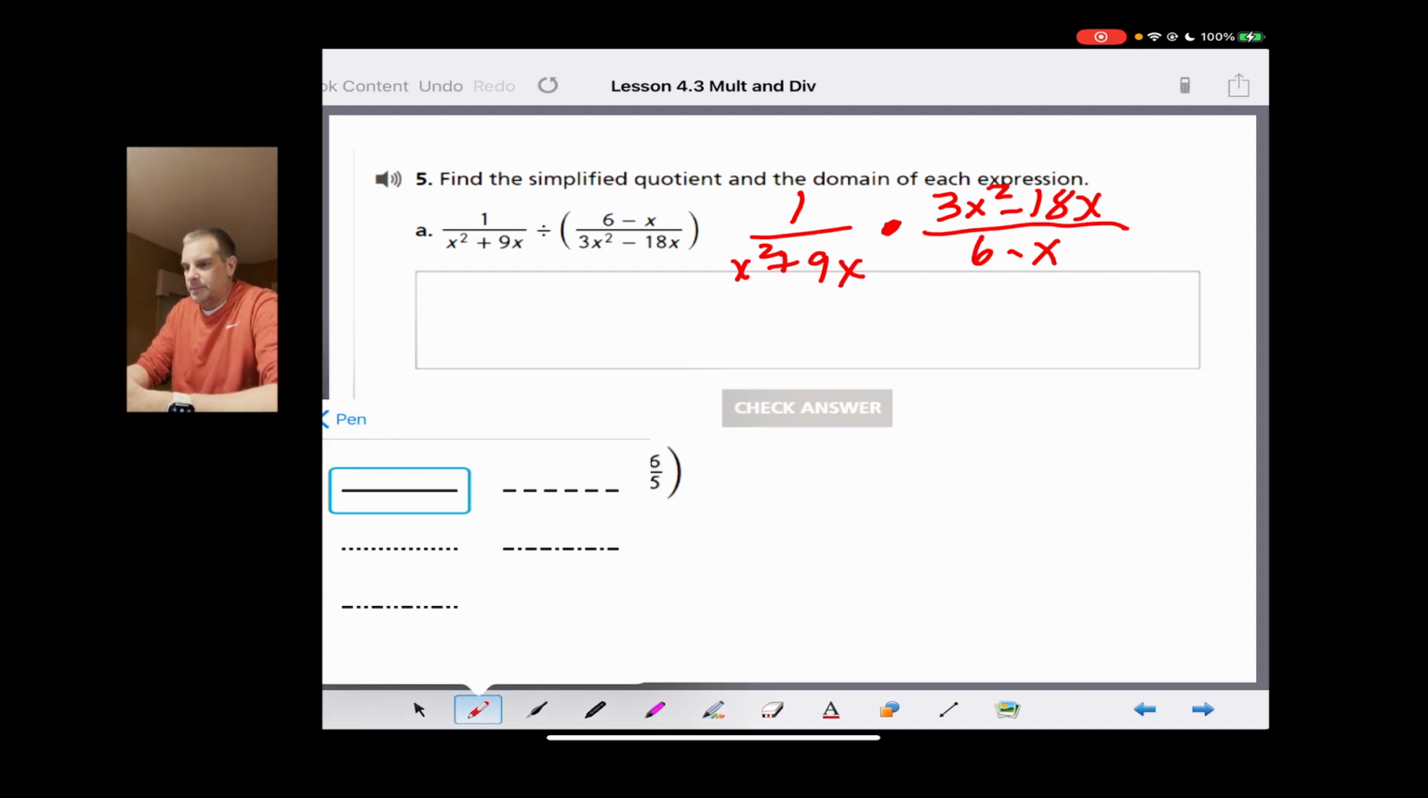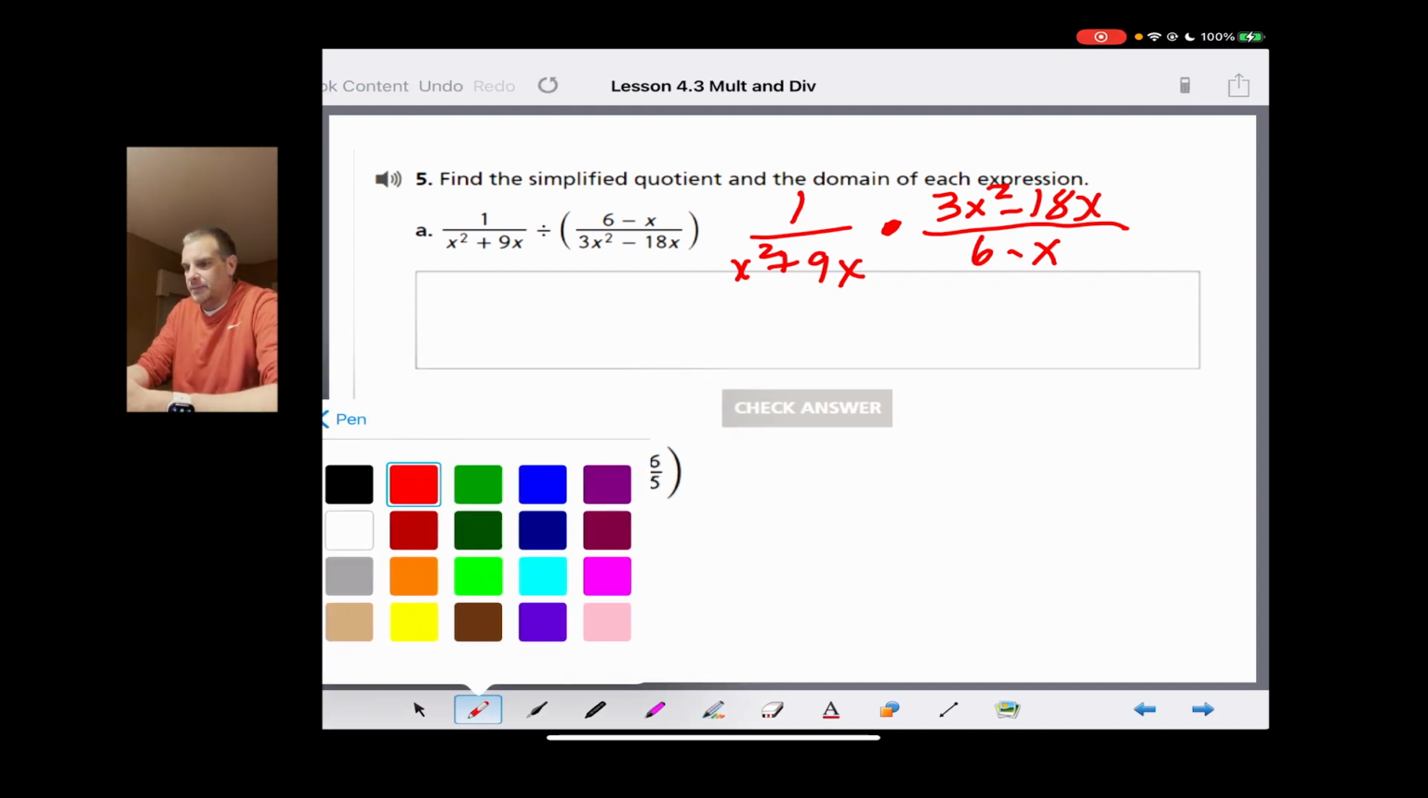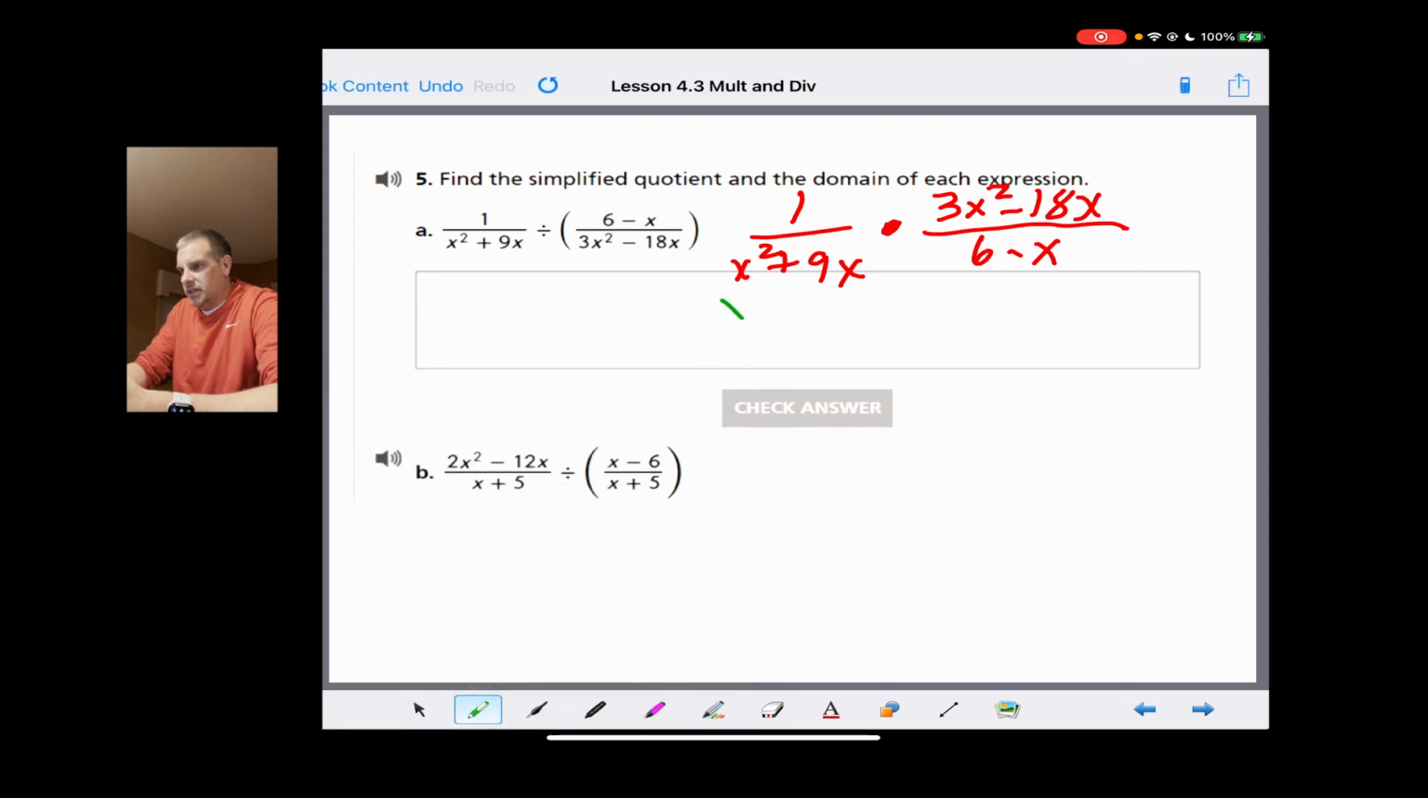So this first one, obviously 1 doesn't have a factor. This can become x times x plus 9. This, take out a 3x, and that becomes x minus 6. Yep, x minus 6. And on the bottom, I've got this 6 minus x. Well, remember, I can just switch this around. If I take out a minus, that becomes x minus 6. So that's what I'm going to do.